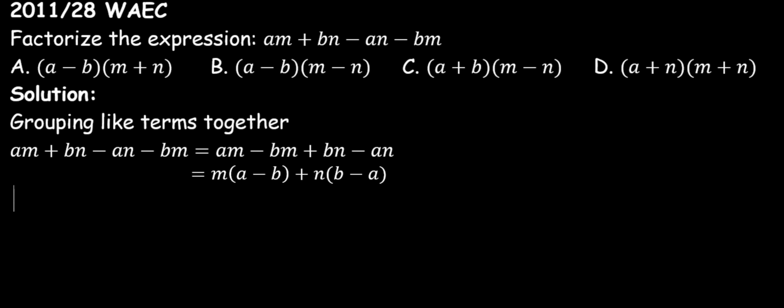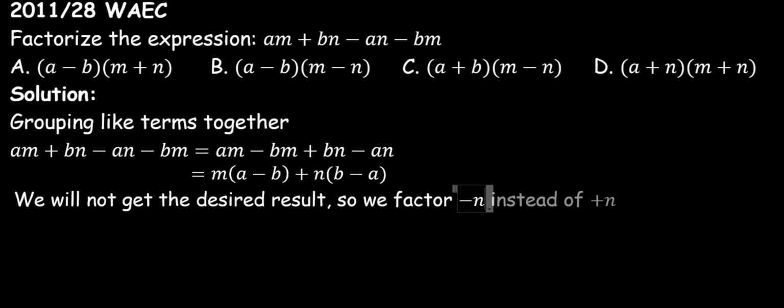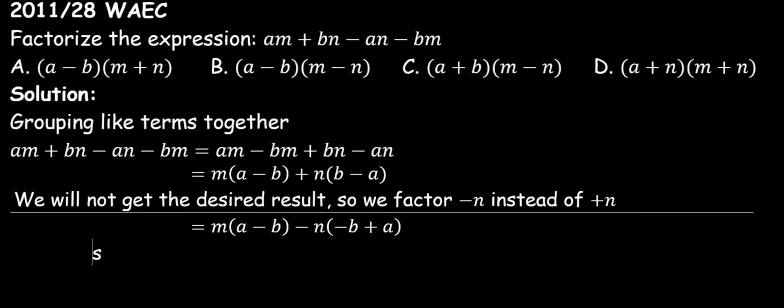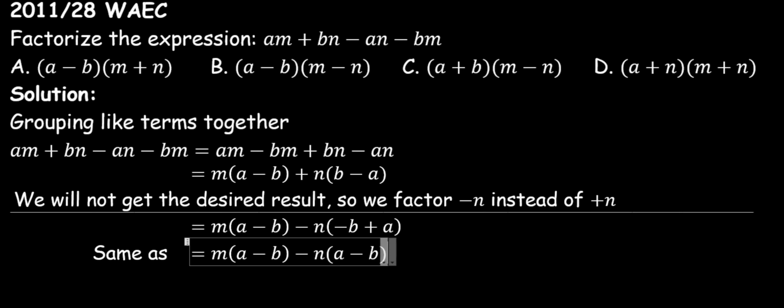We will not get the desired result, so we factor minus n instead of plus n. And that will give us m into bracket open a minus b bracket close, minus n into bracket open minus b plus a bracket close. This is the same as m into bracket open a minus b bracket close, minus n into a minus b bracket close. Now we can factor out a minus b, and then we'll be left with m minus n, two brackets multiplying each other. And that's our desired result.